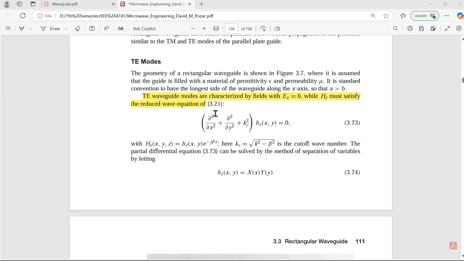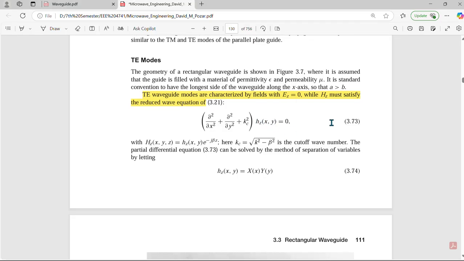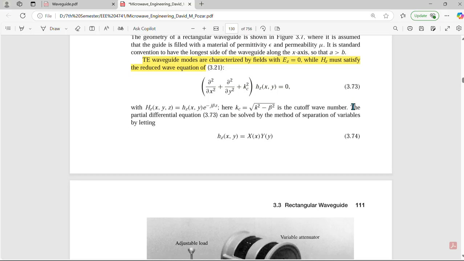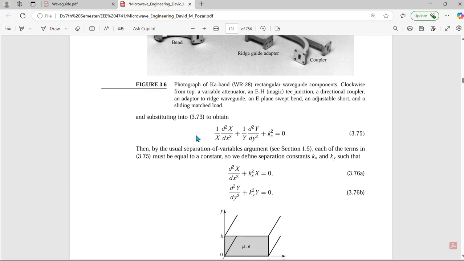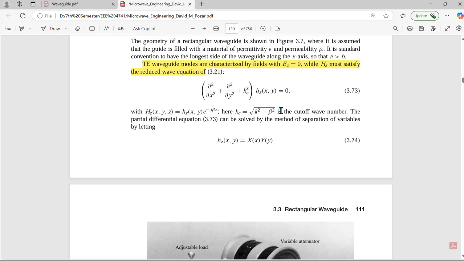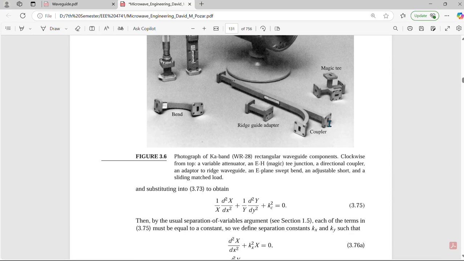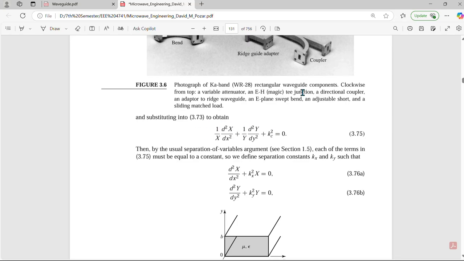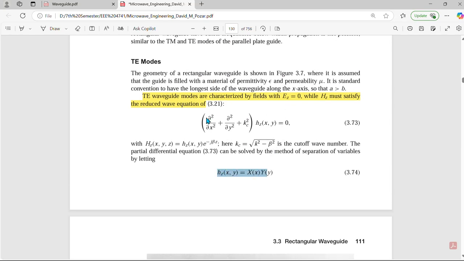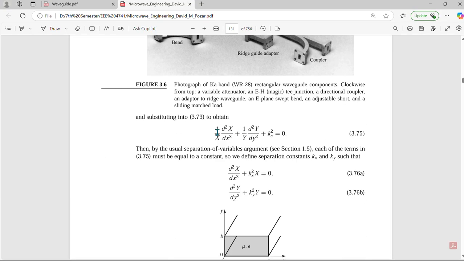That's why you can see that this is the main equation: del squared by del x squared plus del squared by del y squared plus kc squared, which is a constant, acting on Hz, the value of the magnetic field in the z plane. Solving this equation and substituting, we have Hx in terms of Hz of x, y, the x component and y component, and replacing this and this equation, we get this equation.